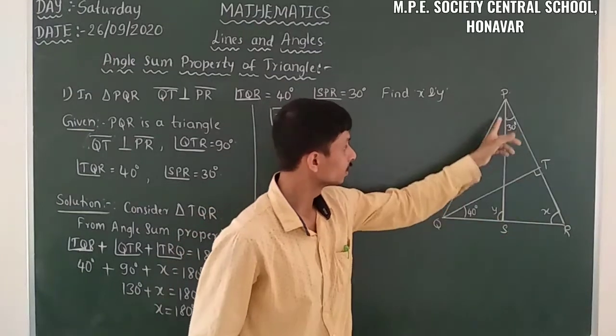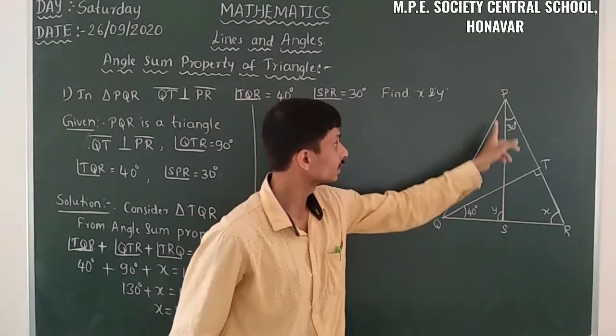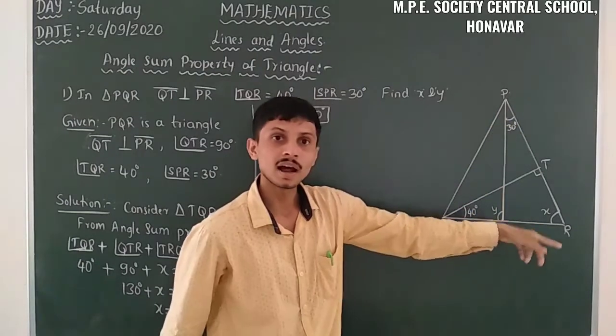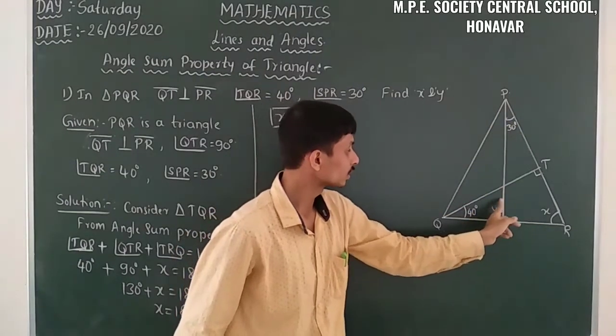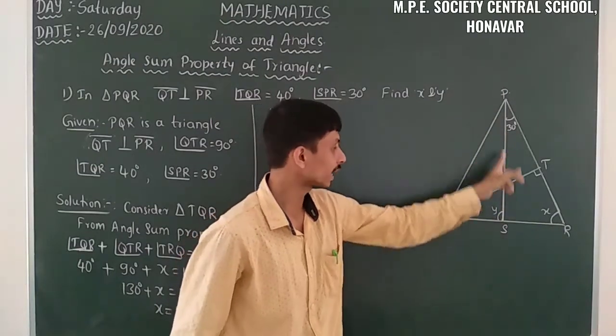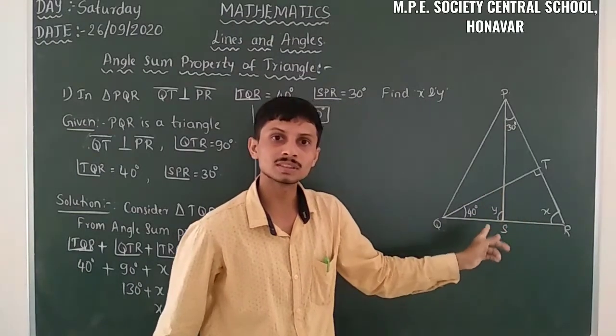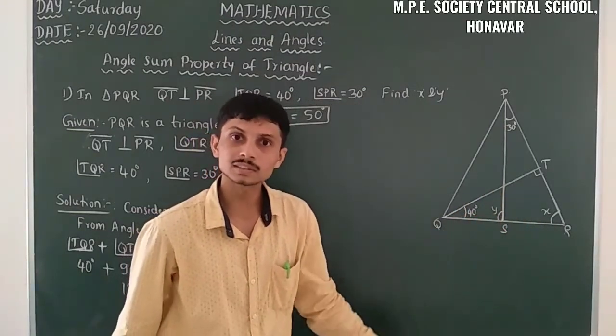So from that, from the angle sum property, we can find out this angle in triangle PSR. After that, we have to find out, when ray SP stands on the line QR, the adjacent angles sum to 180 degrees. Here it is also possible.